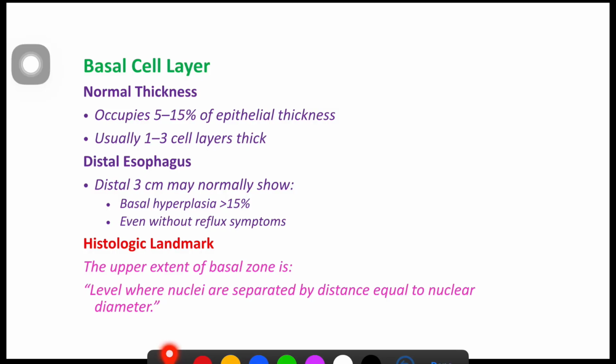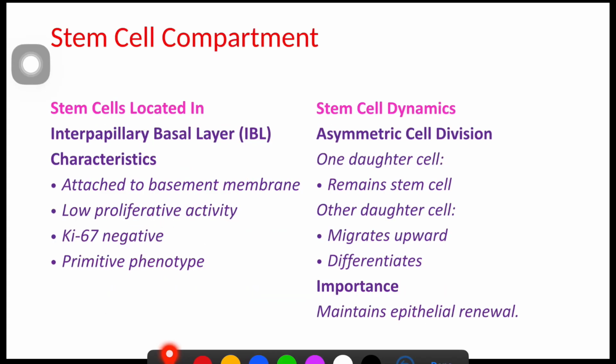The distal esophagus, sometimes in the distal 3 centimeters, normally shows basal hyperplasia of more than 15%, and even without reflux symptoms there is this much hyperplasia. The histologic landmark is that the upper extent of the basal zone is the level where nuclei are separated by a distance equal to the nuclear diameter. We will see this in the next slide.